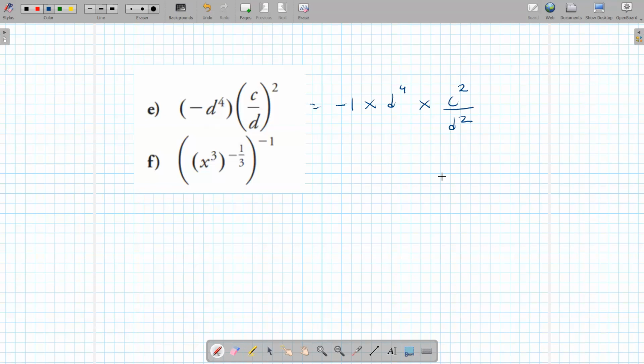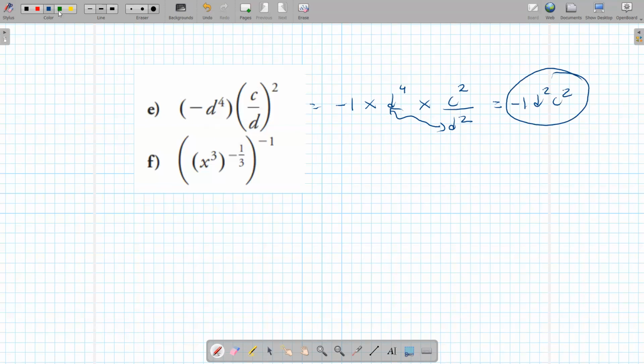Are there any like terms that we can cancel out or group up? The d's, right? So what would we get? What's going to be the final answer here? What's d to the 4 over d squared, if you simplify these two? You get d squared. Yeah, and that's it, right? You have -1 d squared c squared, and that's the final answer. Easy as that.